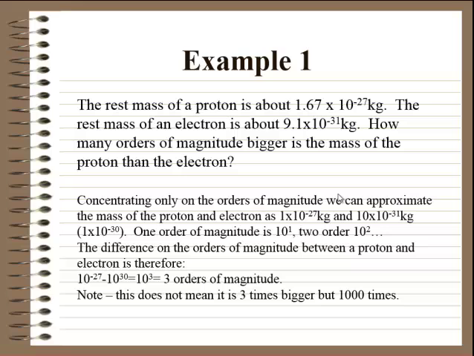Remembering you're only thinking about the orders of magnitude, so we've got 1 times 10 to the minus 27 and 10 times 10 to the minus 31, or 1 times 10 to the minus 30 there. So you see how we've just got it to the closest order of magnitude. One order of magnitude is 10 to the 1, 2 orders is 10 to the 2, and so on and so on. So here the difference between 10 to the minus 27 minus 10 to the minus 30 is 10 to the 3, which is 3 orders of magnitude difference. Now just remember, this doesn't mean it's 3 times bigger, it means it's 1,000 times bigger. So there's a big difference.